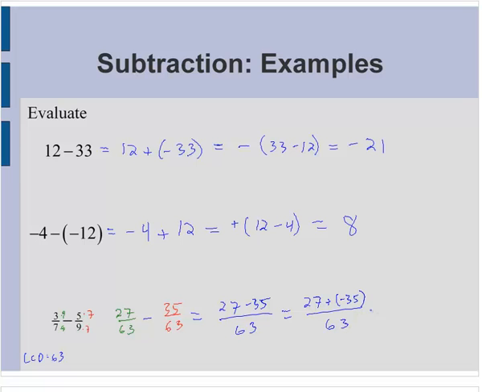27 plus negative 35 would be negative. Since 35 is larger than 27, we would subtract the values. 35 minus 27, and that's over 63. 35 minus 27 is 8, so we would have negative 8 over 63.